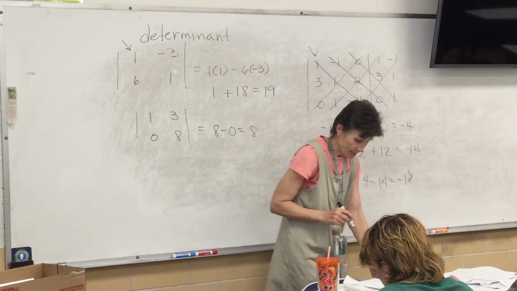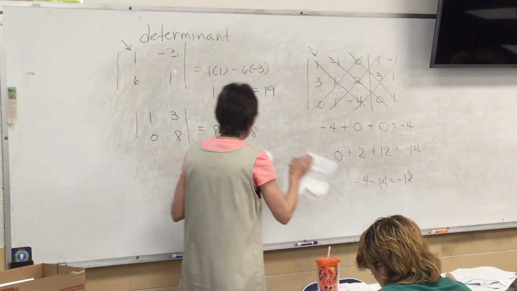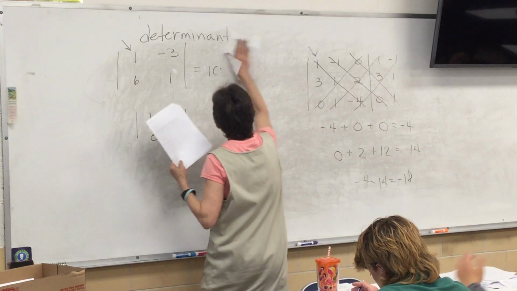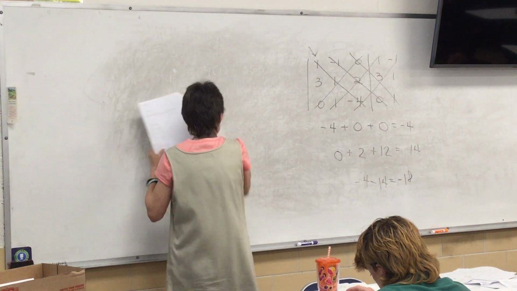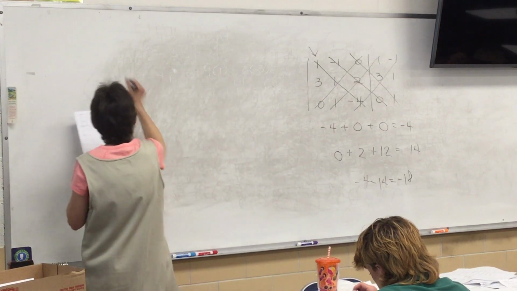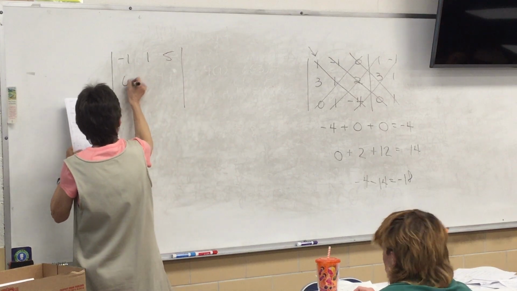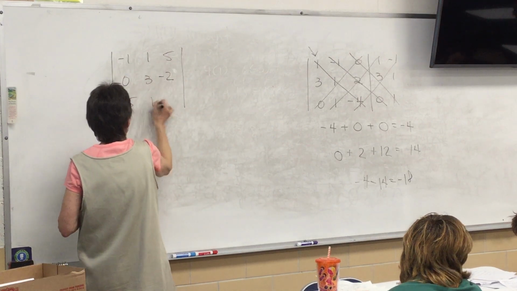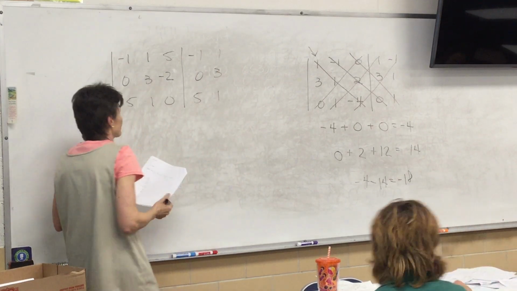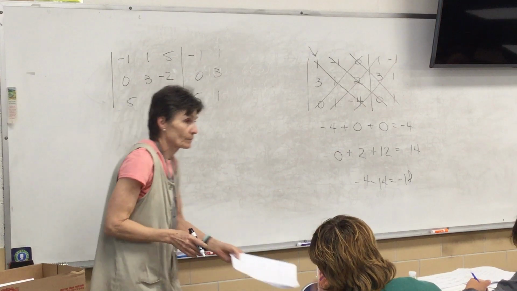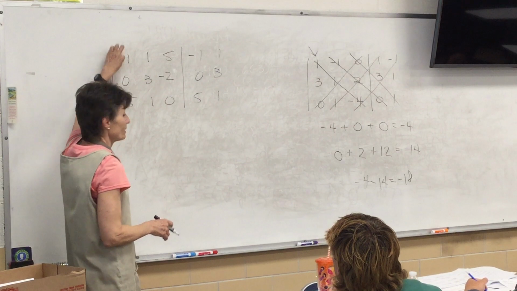Now, let's see if you learned anything. Can you do E? It is the same thing. You're going to do it the same way. So I'll get it set up, but then I want you to actually do it. So copy down those first two columns. And then where do we start multiplying? Always, always, always, we start right here with the first number.